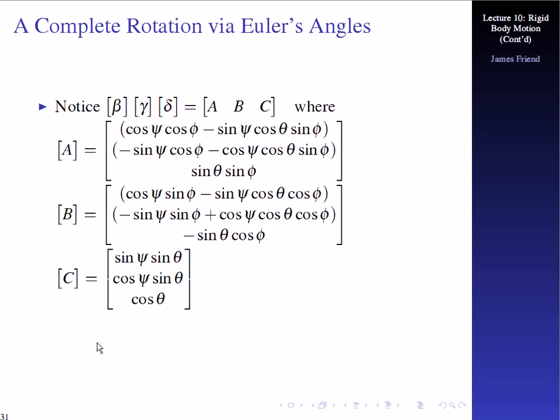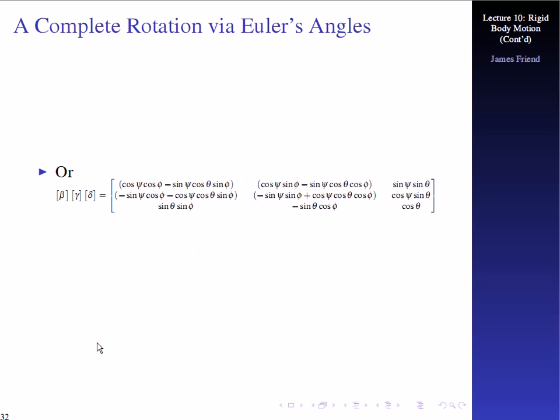Beta, gamma, delta is in A, B, C, where A, B, and C are written as here as one big matrix. In other words, something like this. Cosine psi, cosine phi, minus sine psi, cosine theta, sine phi is our first upper left-hand term, and the other terms are shown here. Notice that the lower right-hand term is just cosine theta.